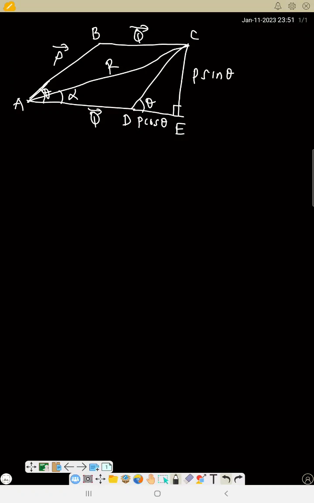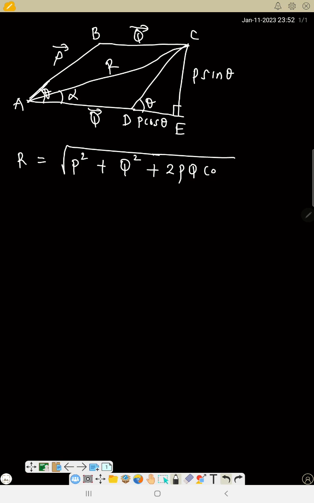Continuation from the diagram. Now we have already proved that the resultant of two vectors acting at an angle theta to each other is square root of p square plus q square plus 2pq cos theta. Now how can we find alpha?